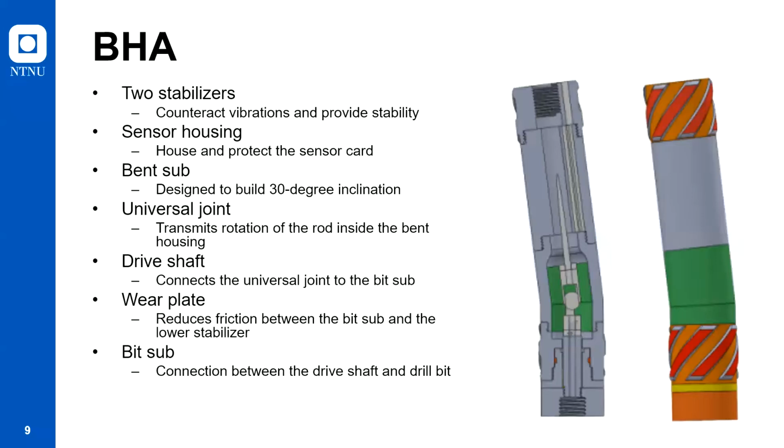The universal joint transmits rotation in the bend sub. The upper end secures the rod with 2 set screws, while the lower end is welded onto the drive shaft. The drive shaft runs from the lower stabilizer and attaches to the bit sub. A wear plate made of PEEK is placed between the bit sub and lower stabilizer to minimize friction. Lastly, the bit sub provides a connection between the drive shaft and the drill bit.